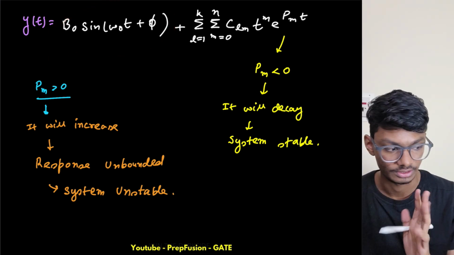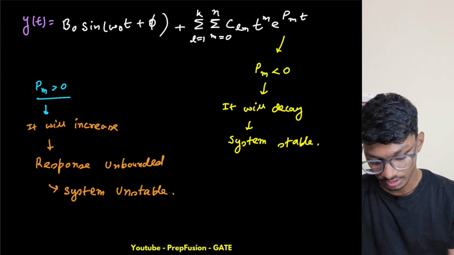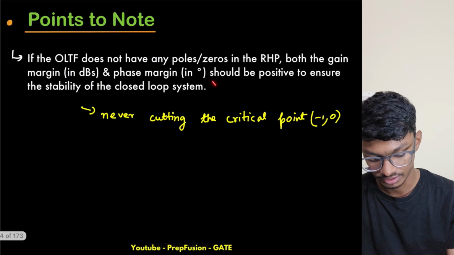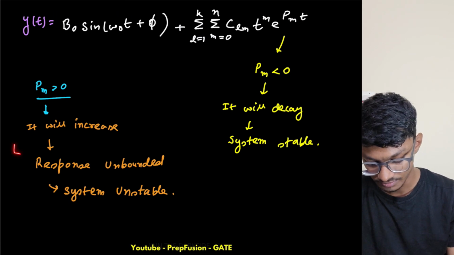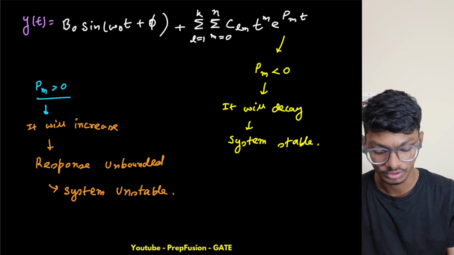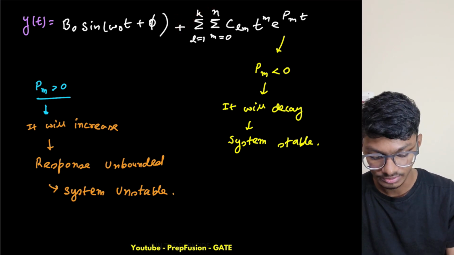That is fine, but what happens if my poles are on the right hand side? If they are on the right hand side, then what happens? Obviously this exponential term will not decay. I'm not interested in the exact form, I'm just giving you some form.